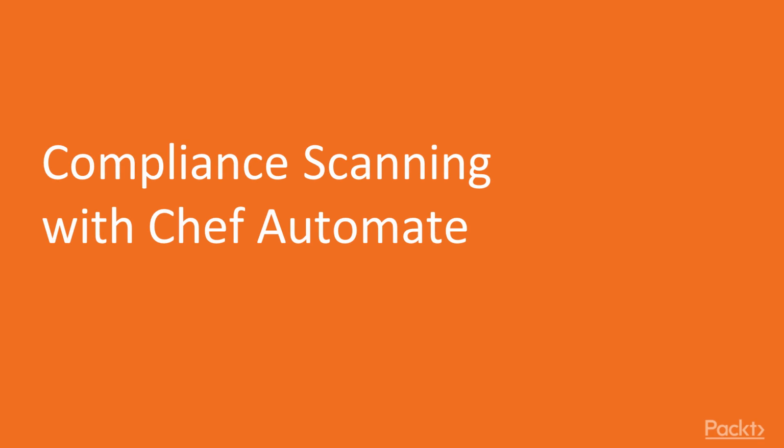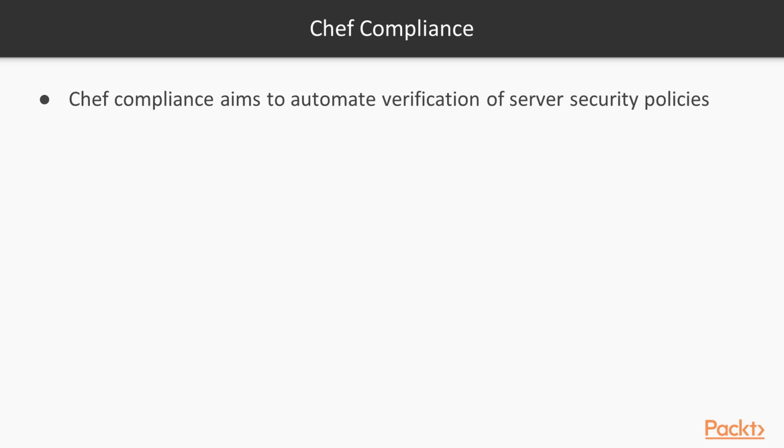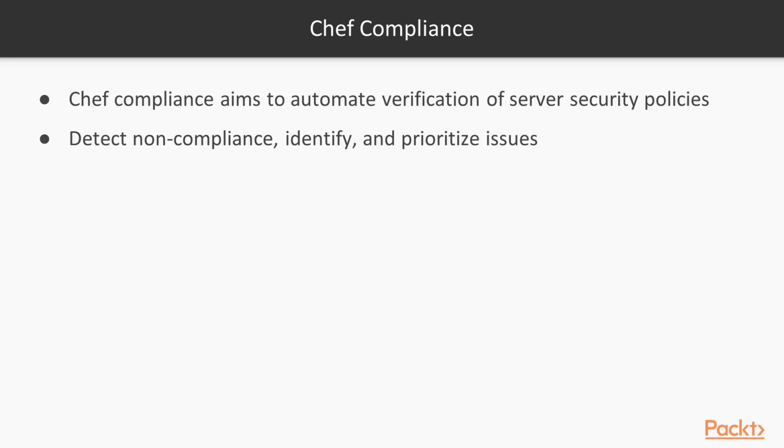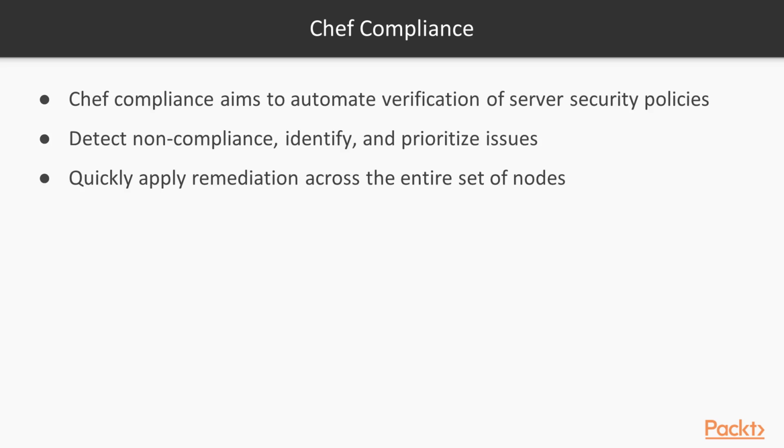In this video, we will learn how to execute a compliance scan from the Chef Automate server. Chef Compliance aims to automate verification of server security policies to enable rapid application delivery without threatening compliance. We can detect non-compliance, identify and prioritize issues, and then apply fixes to all the nodes pretty quickly.